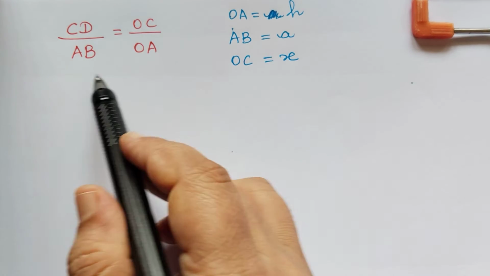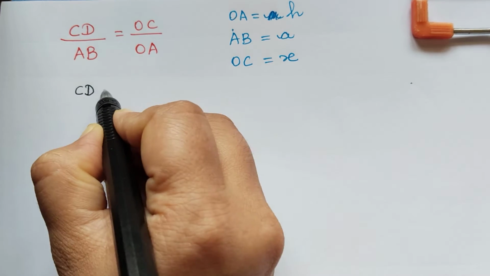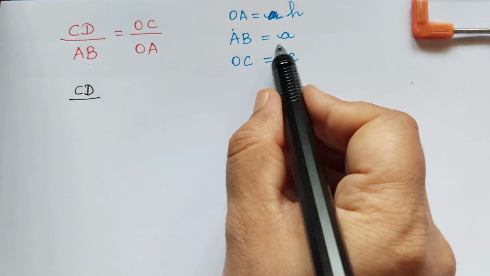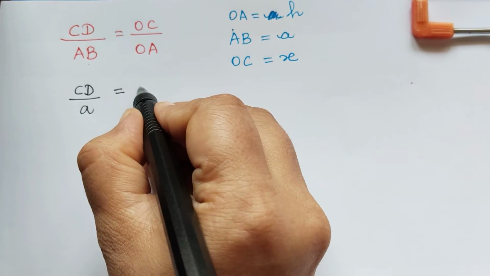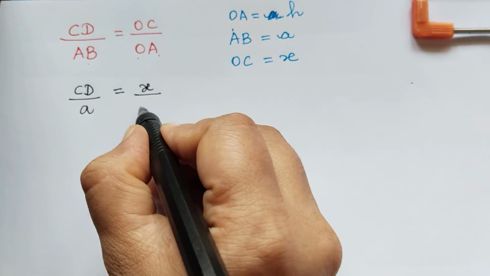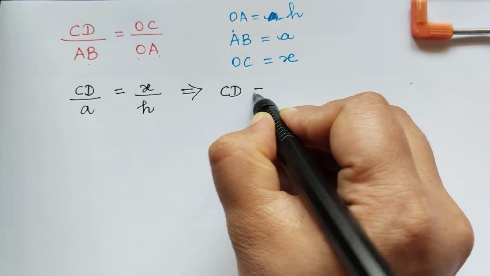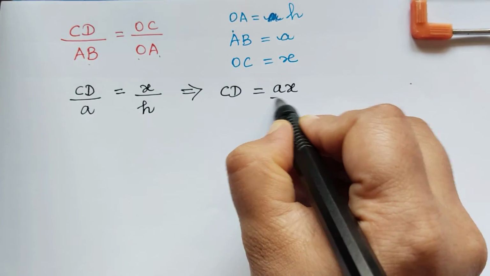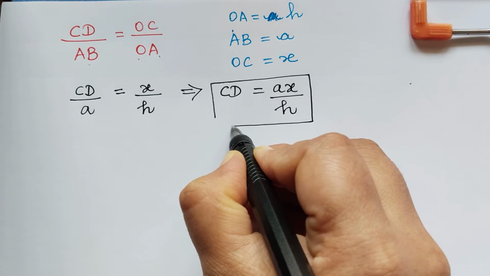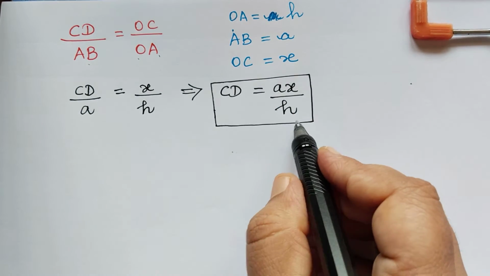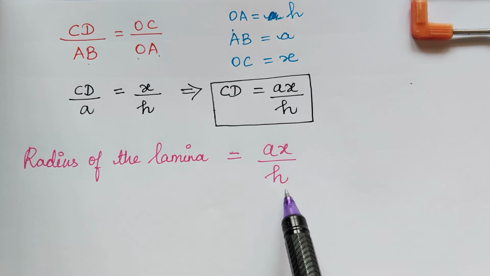Now I have taken and written that separately. CD is what we have to calculate, and CD by what is AB? It is small a, is equal to OC is X divided by OA is H. And so from this we obtain the value of CD to be equal to AX divided by H. So which will give us the radius of the lamina. So therefore the radius of the lamina is AX by H.